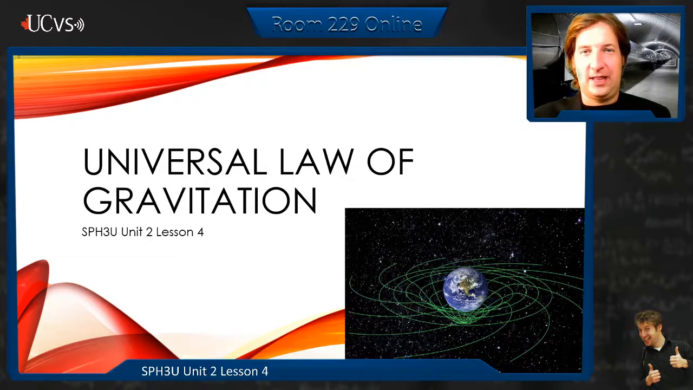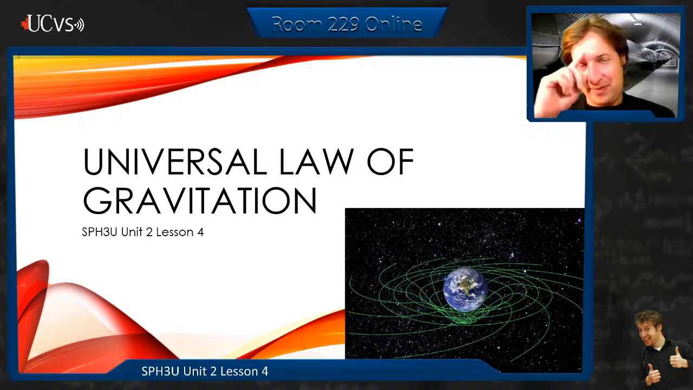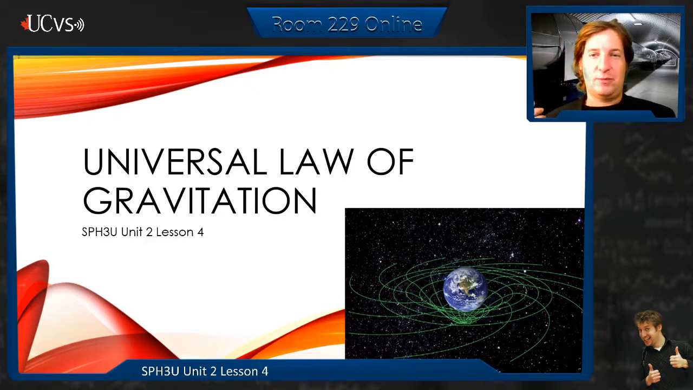This is Grade 11 University Level Physics, Unit 2, Lesson 4, Gravity. So we can finally talk about gravity from a general, Newtonian standpoint. We're going to have to come up with an equation to represent gravity for any object.